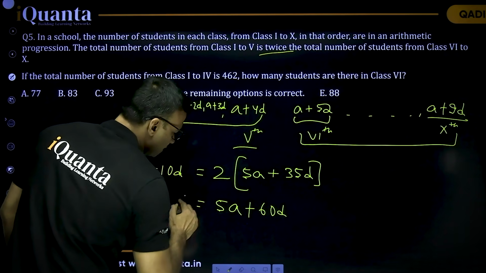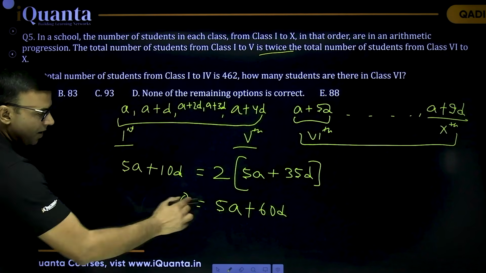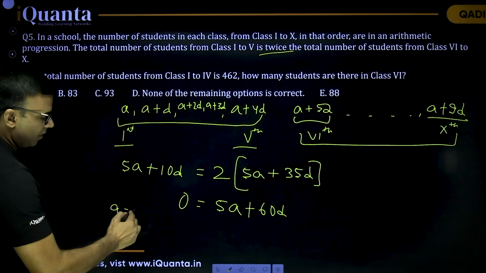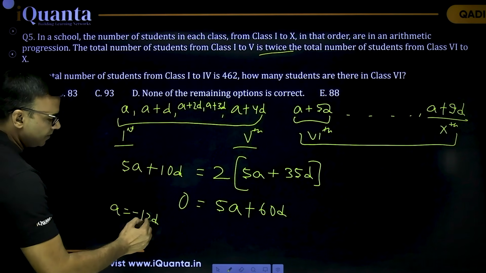That is equal to 0. So from here, if you cancel by 5, we get a plus 12d equal to 0, so a equal to minus 12d. We are not done yet.